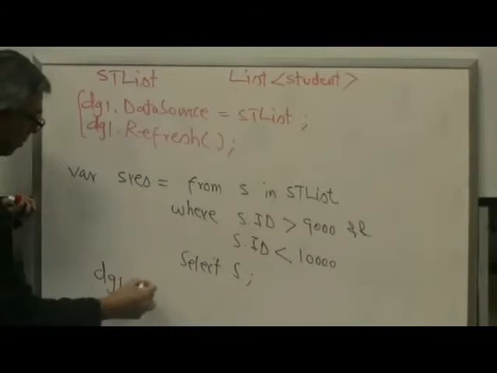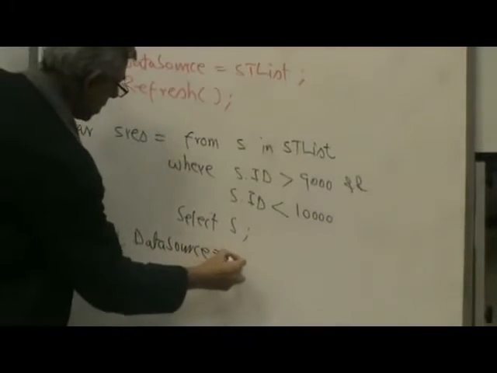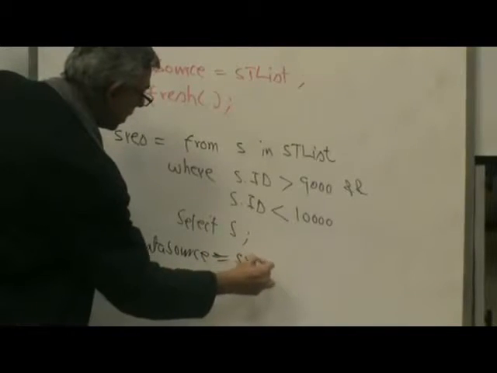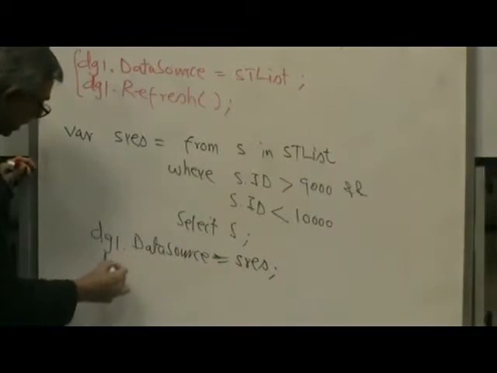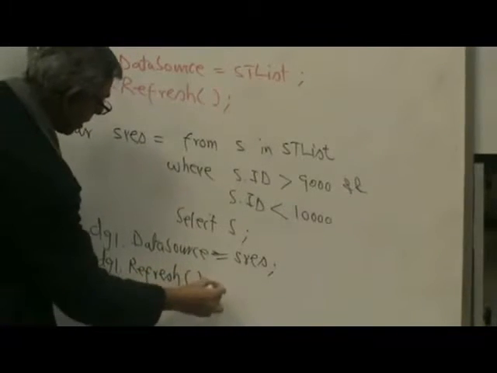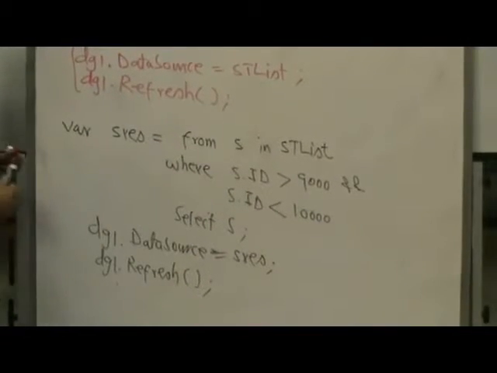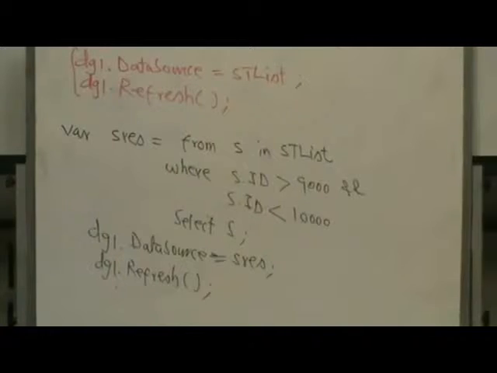So now what will we do? If we do dg1.DataSource equal to SRES and dg1.Refresh, okay, it will be able to show all students whose ID happen to be between 9,000 and 10,000. Okay.